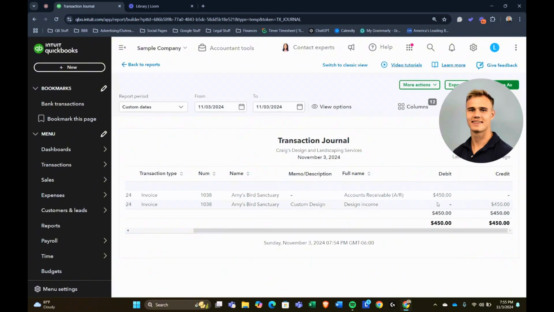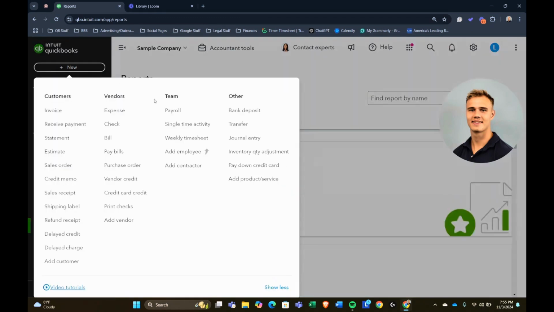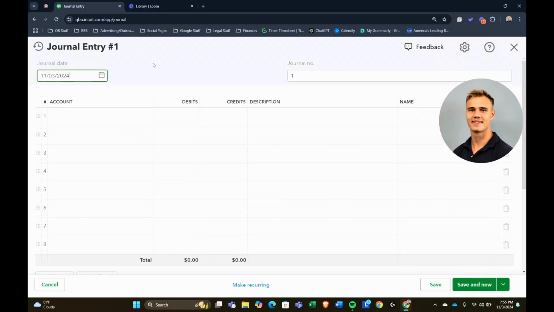So that's just a little overview. And now that you have an idea of how that actually works, I want to show you how you can use that information to actually make a journal entry for yourself. Typically these journal entries are called adjusting journal entries, and they're used for things like depreciation or interest.